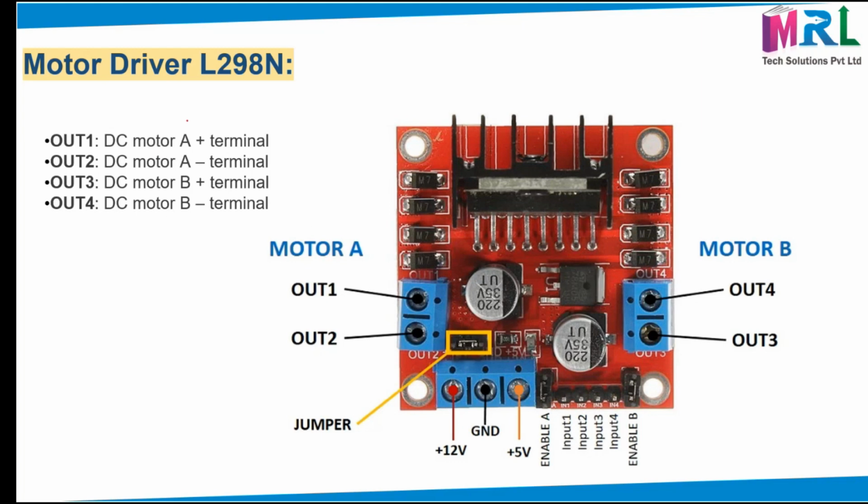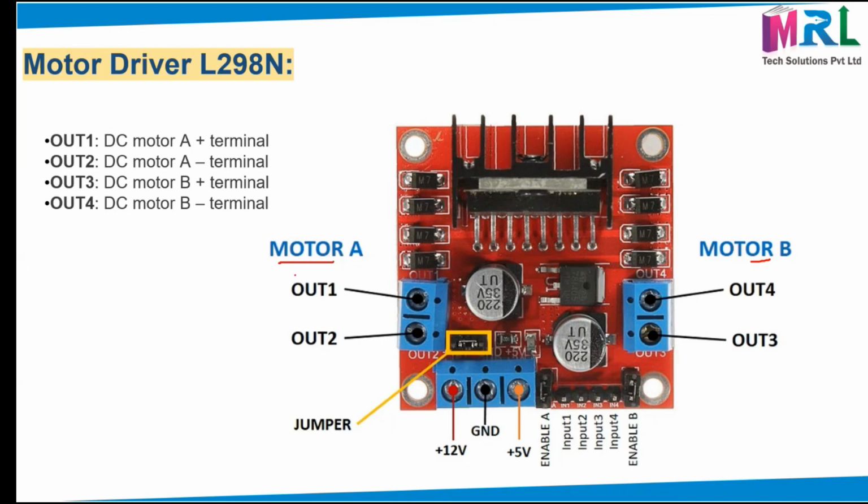So this is the driver. It is called the L298N driver. You can control two motors using this. This is motor A and this one is motor B. If you want to connect 4 motors, that is also possible, but you have to connect 2 motors on one side and another 2 motors on the other side. There is a slot for 2 motors: one is motor A, another one is motor B.